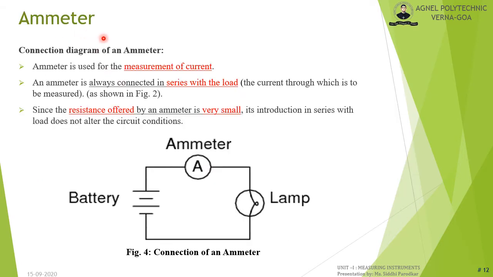Ammeter is the device used for measurement of current in the circuit. Ammeter is always connected in series with the load through which the current has to be measured. Now, since the resistance offered by the ammeter is very small, the introduction of this ammeter in this circuit does not alter any circuit parameters.